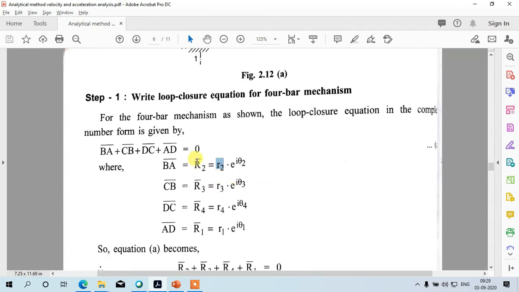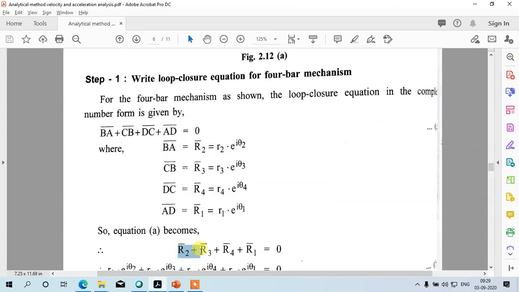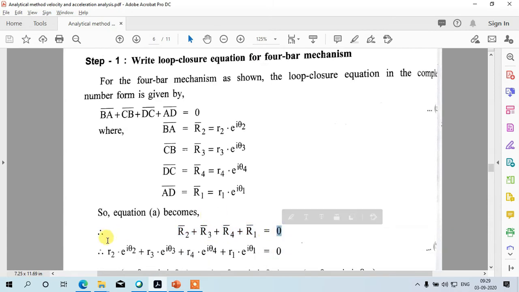So now substitute these values in this vector loop equation. R2 plus R3 plus R4 plus R1 is equal to 0. Simply substitute the values. R2 is equal to small r2 e raised to I theta 2 plus R3 e raised to I theta 3 and so on, for as many links as there are, which is equal to 0.